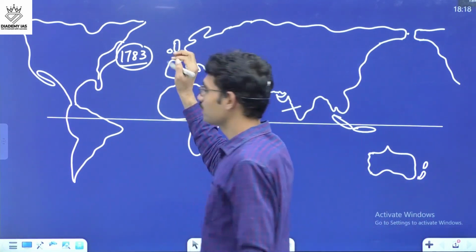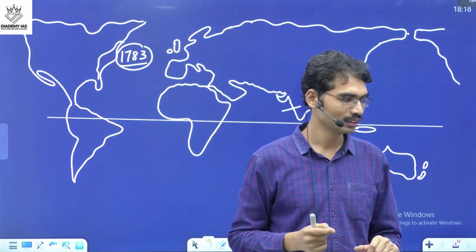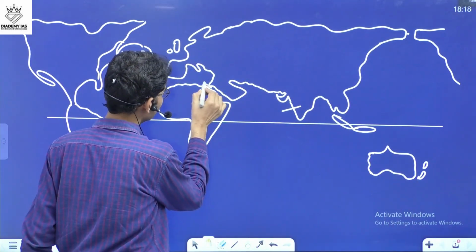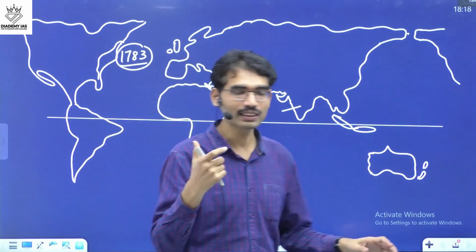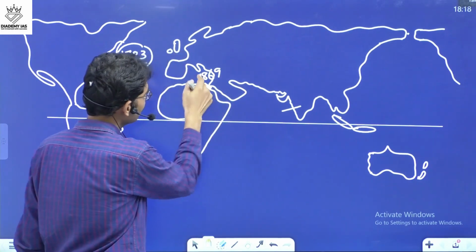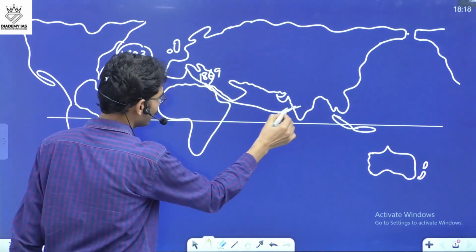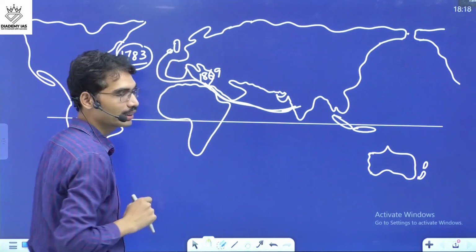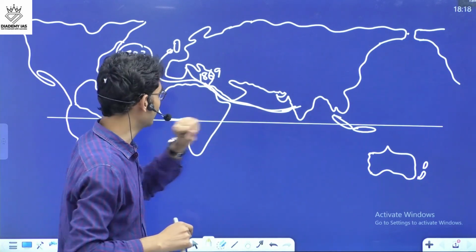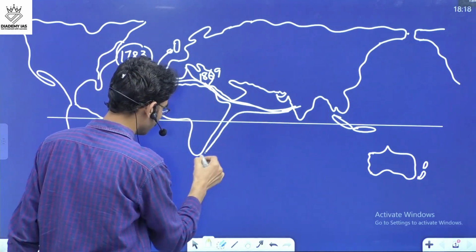Similarly, when the Suez Canal was not opened, anyone have any idea in which year the Suez Canal was opened? Suez Canal is this side? Very good, 1869. After 1869, India and Europe communicated, particularly the British, this way. And it is the easiest route to go from London to India, Kolkata.